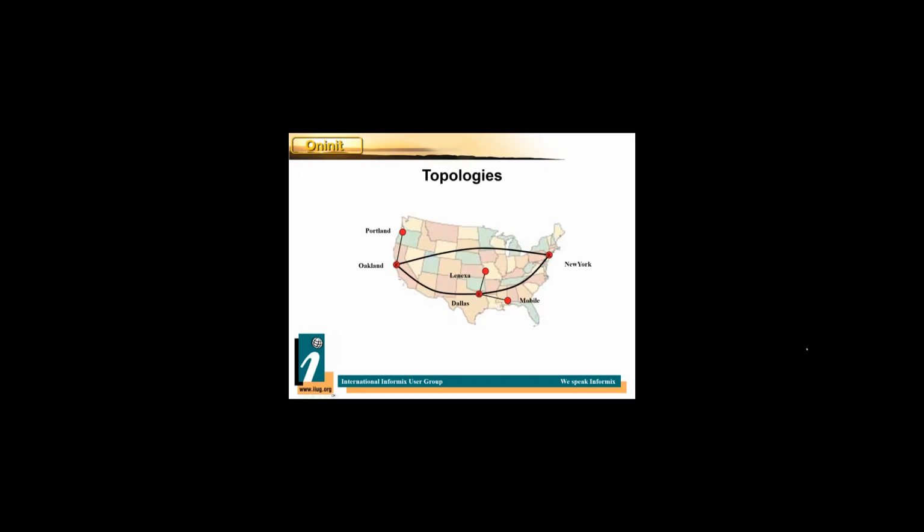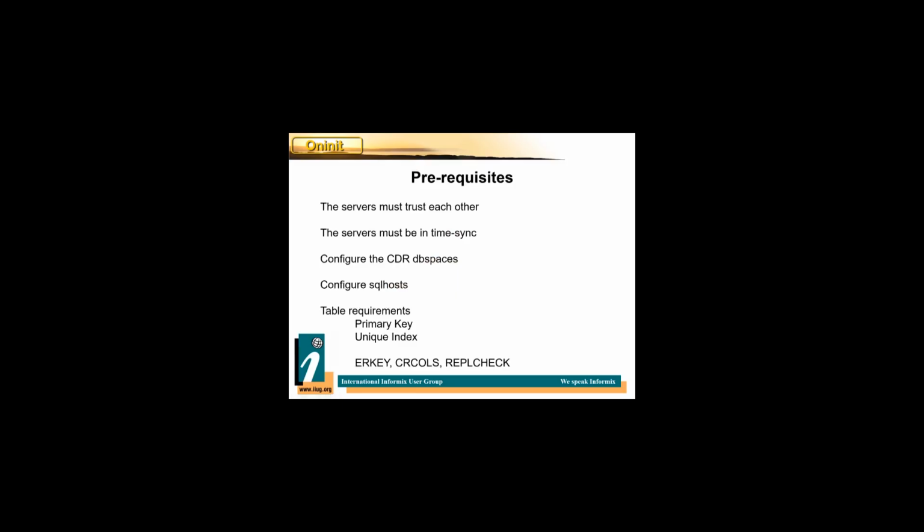There are a number of prerequisites when we're talking about ER. The servers must trust each other. So DB access between the various servers on the replication Informix server you want to use must be bi-directional trust for configuration purposes. I have been told, although I've never used it, it doesn't have to be bi-directional once it's up and running if you're only doing one-way replication. I have not tried that, I have not tested it, but it's what I've been told.